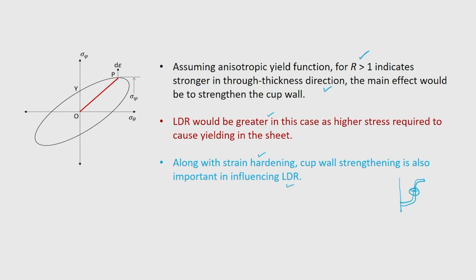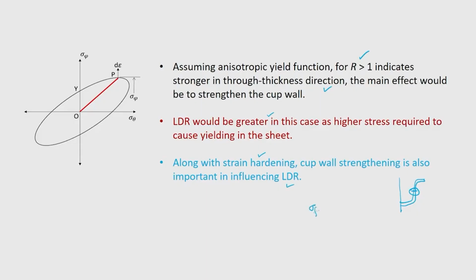Okay. So though we say that strain hardening is an important thing, when we discuss the flange getting converted into a cup wall during deep drawing, in that analysis we consider strain hardening separately. That is why we converted sigma f into sigma f average, right. But along with that, cup wall strengthening is also important in determining the LDR.